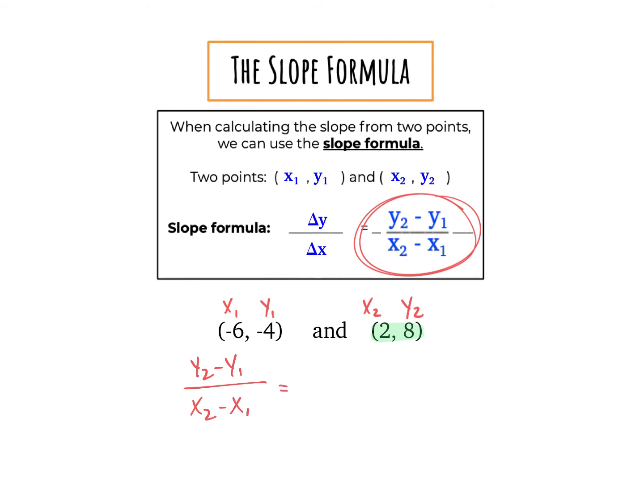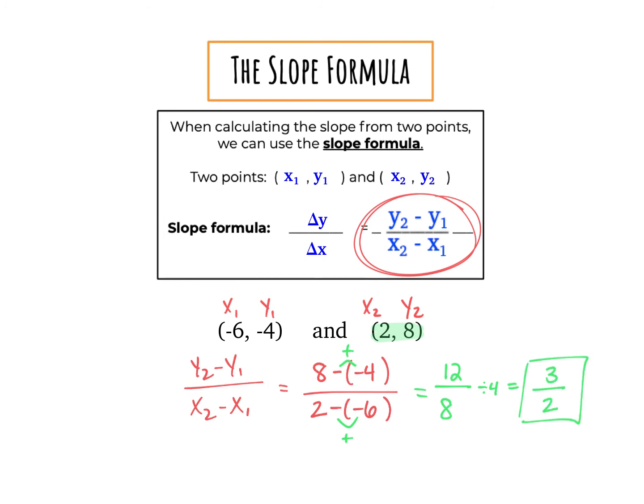So again, starting with that point that I chose, that would be 8 minus the other y value of -4. And then that same point for that starting x value, so 2 minus -6. Again, subtracting a negative is the same as adding a positive. So all of this would be equal to 12 over 8. Both of those can divide by 4, so that would give me 3 over 2 as my final slope.